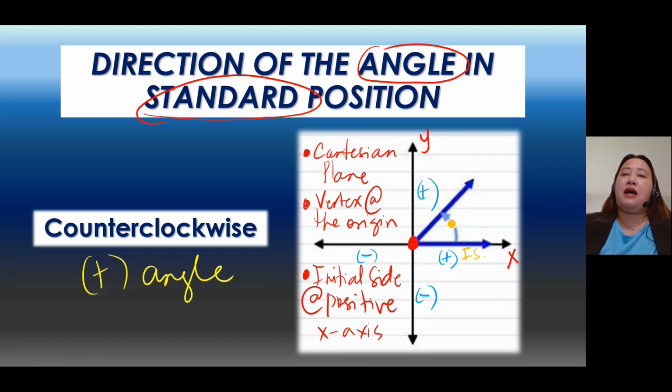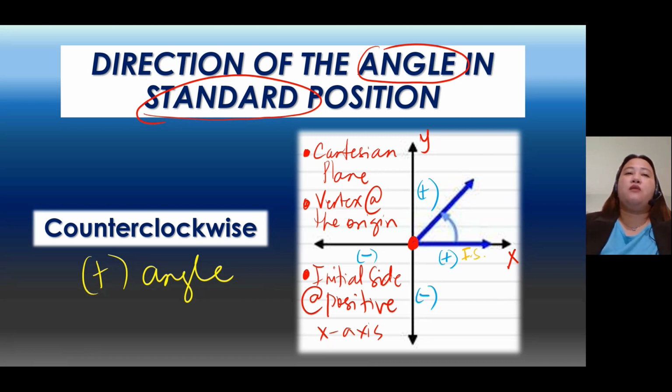When it comes to the terminal side, remember, the terminal side moves. So it can be anywhere. It can be in any quadrant, or possibly on the positive y-axis, negative y-axis, or negative x-axis. Possibly it can also be on the positive x-axis because it can move anywhere.